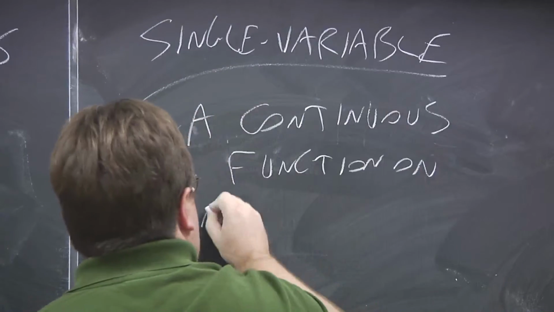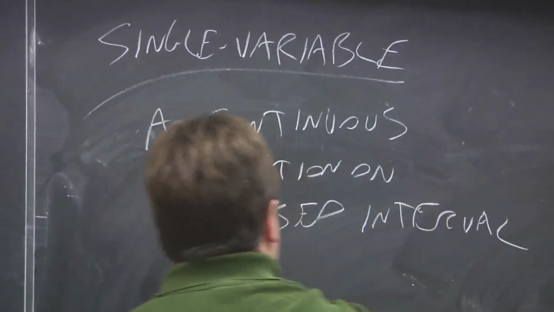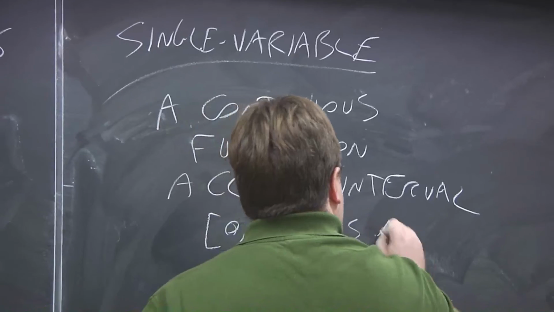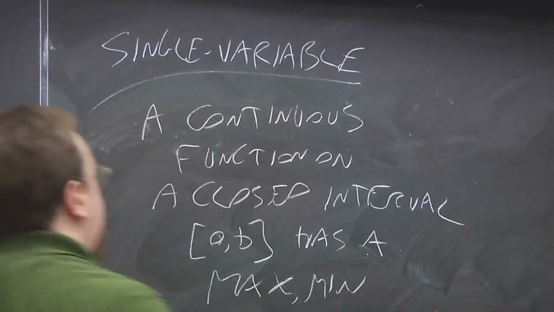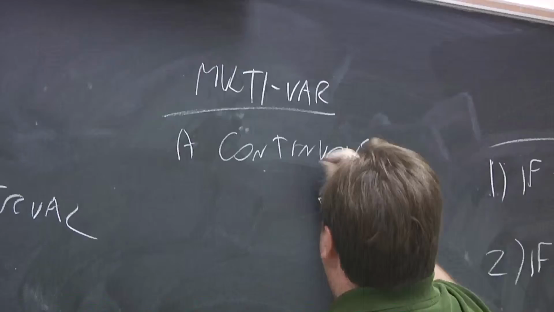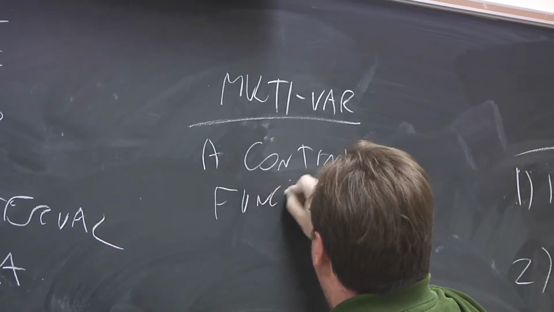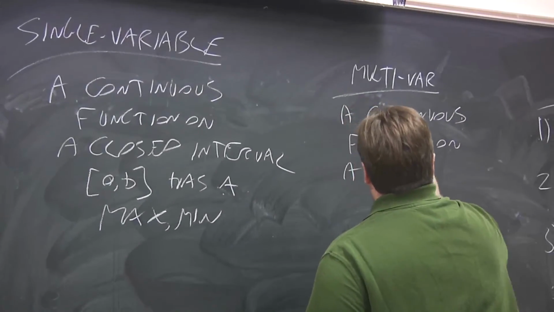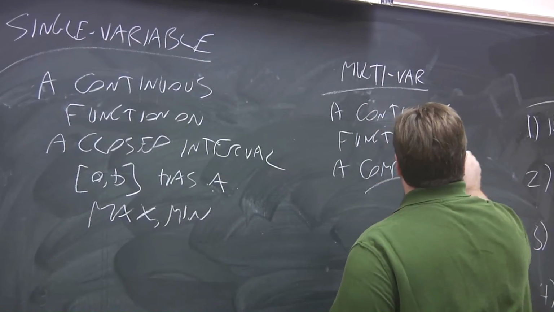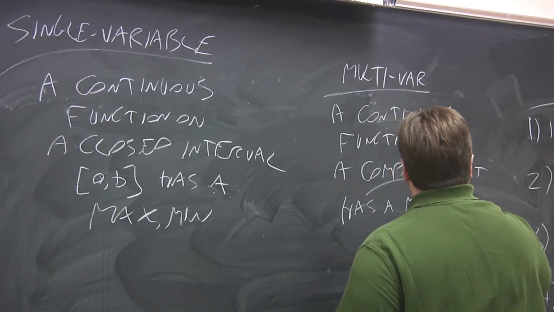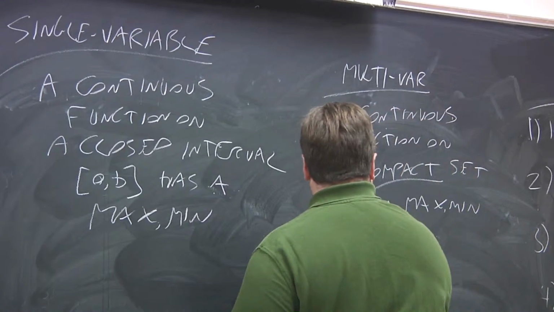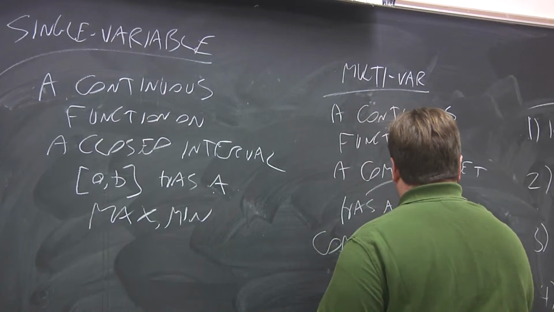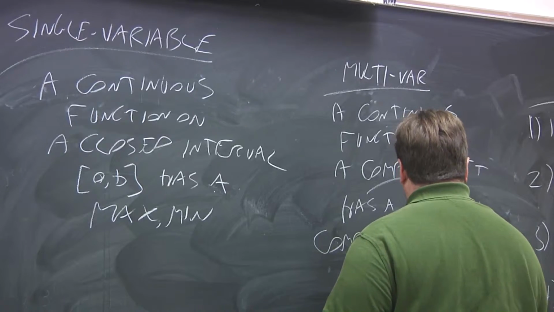A function on a closed interval [a, b], so an interval that includes the endpoints, has a max and min. What about the multivariable case? The generalization is that a continuous function on what's called a compact set has an absolute maximum and minimum. And by compact, that means it's bounded. Informally, that means it's contained.